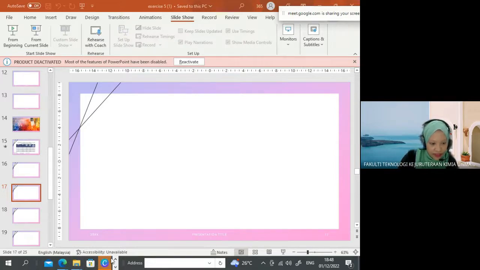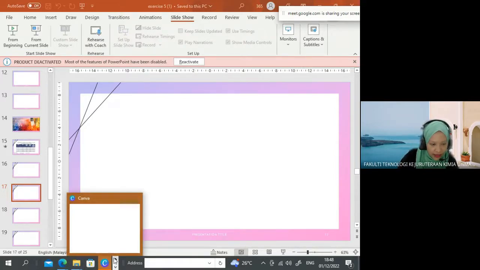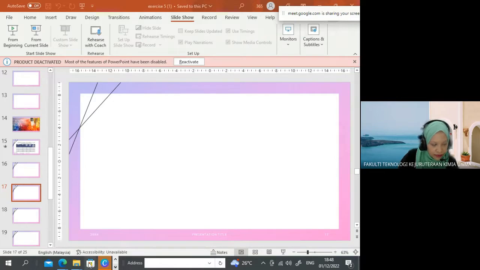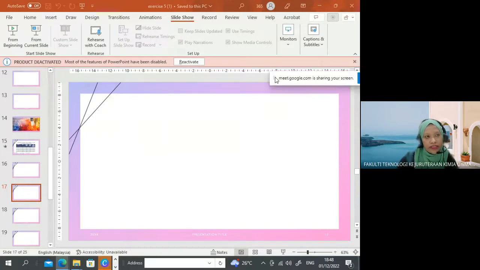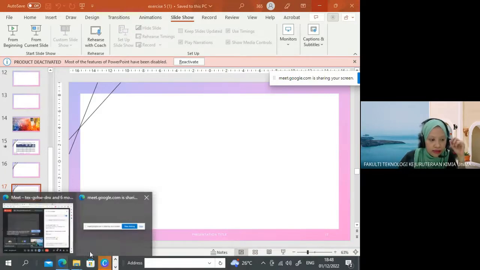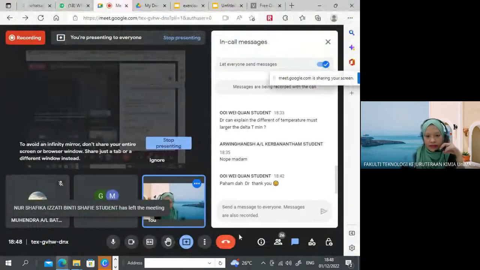Yesterday's exercise that I showed at the whiteboard, that's the case where, not this case, but the case yesterday is that the temperature of the hot stream is lower than the temperature of the cold stream, which is also not feasible, right? Do you understand? Okay.